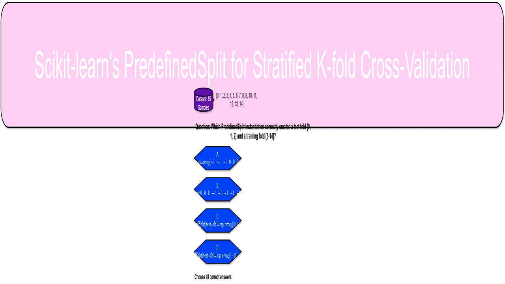This shows the indices of all 15 samples in our dataset. Each number represents a single sample. We'll be assigning these samples either to the test fold or to the training fold.